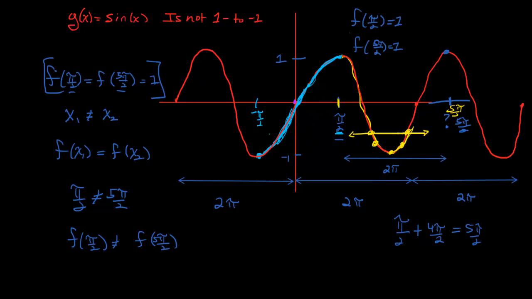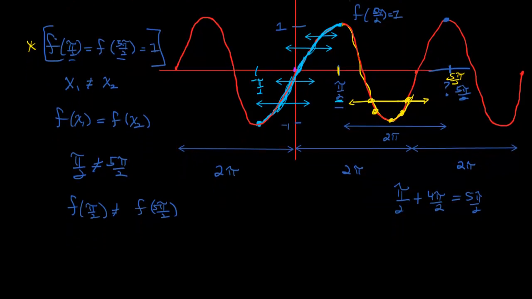If I draw a horizontal line anywhere through this portion, I hit the curve once. I hit the curve once. I hit the curve once. And I never hit my curve twice. If I never hit the curve twice when I draw my horizontal line, then I have a one-to-one function, because this rule over here is not violated. So let's talk about a quick graphical, or visual, way to determine a one-to-one function.